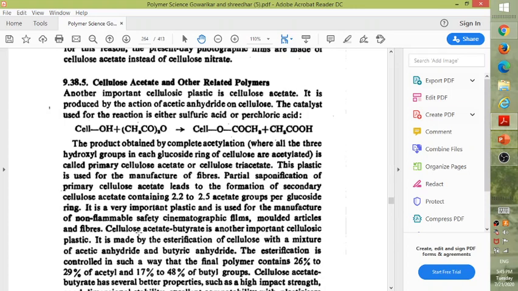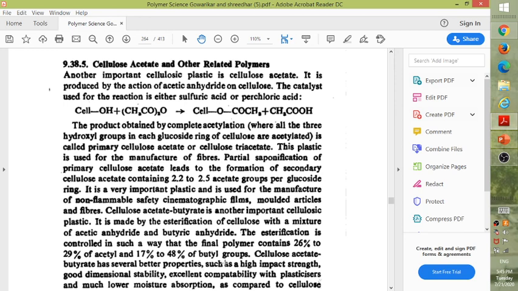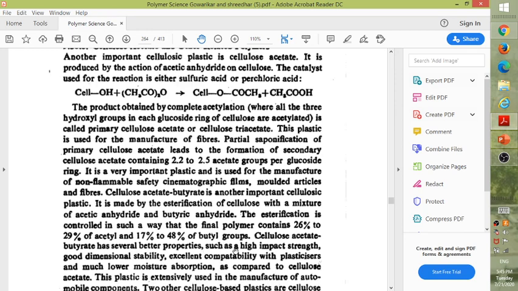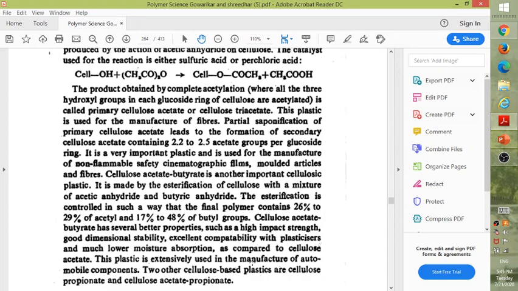Esterification is controlled in such a way that the final polymer contains 26 to 29% of acetyl and 17 to 48% of butyl groups. Cellulose acetate butyrate has several better properties such as high impact strength, good dimensional stability, excellent compatibility with plasticizer, and much lower moisture absorption as compared to cellulose acetate. This plastic is extensively used in the manufacture of automobile components.